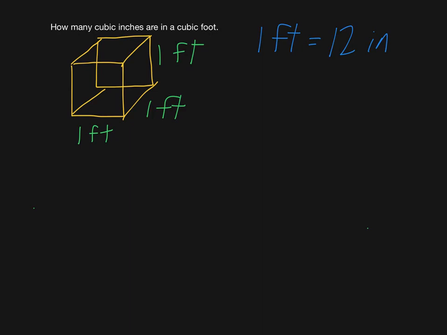So thinking of inches and feet, I do know that 1 foot is equal to 12 inches. So in actuality, we could also say it's 12 inches by 12 inches by 12 inches. So I crossed out the 1 foot by 1 foot by 1 foot, and now it's actually 12 inches by 12 inches by 12 inches.